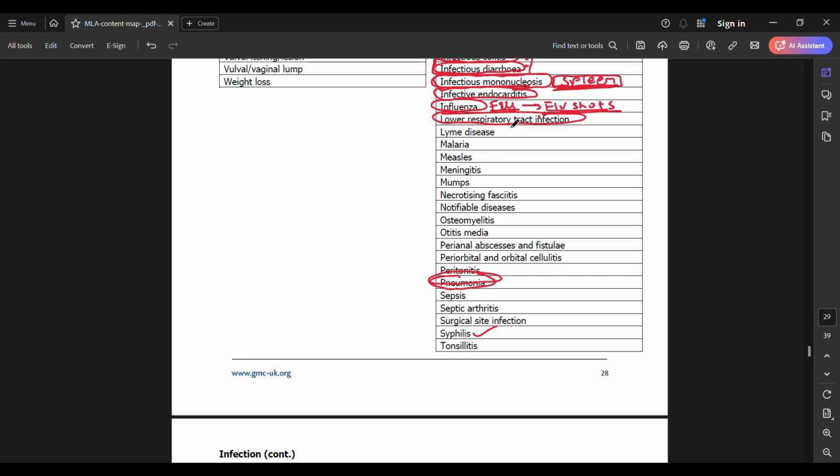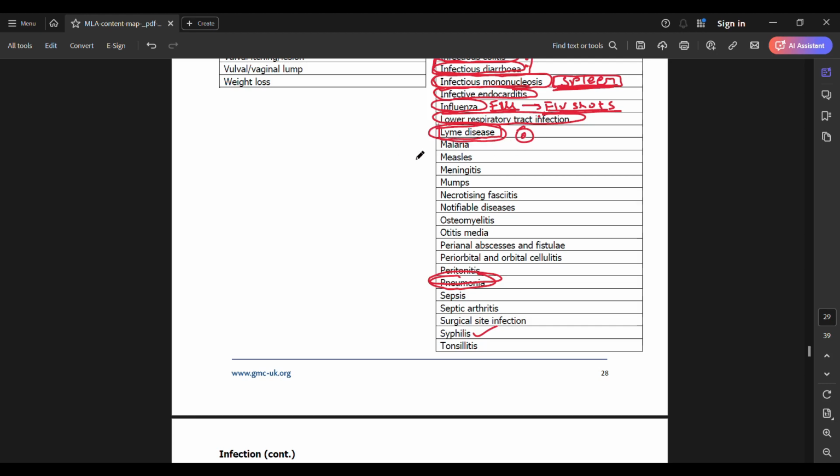Okay, welcome back to infectious diseases in the MLA content map. The next one is Lyme disease. Lyme disease is caused by a tick bite, and usually they'll give you a target lesion on the skin. So make sure you know the history you need to take, right? The patient might have gone to a tropical area, maybe an area where Lyme disease is endemic or commonly found, where you'll find ticks.